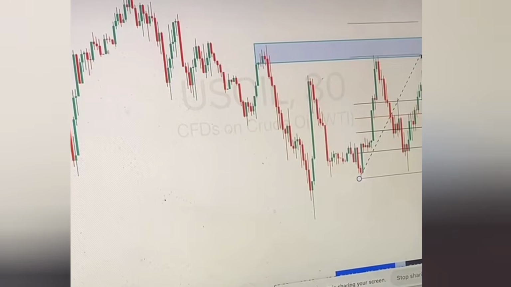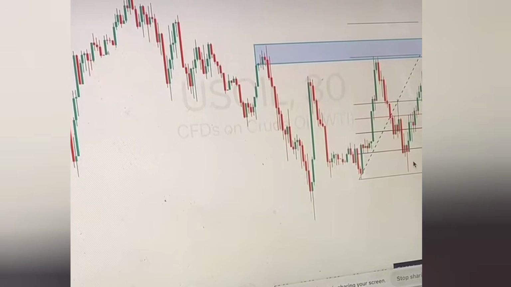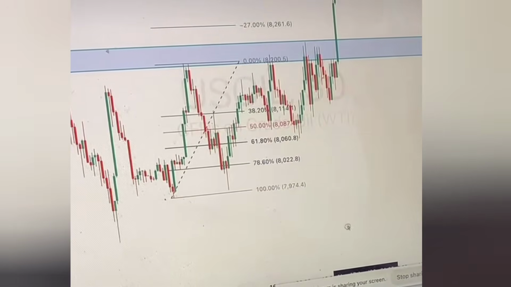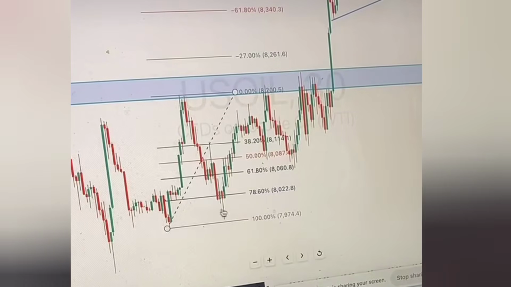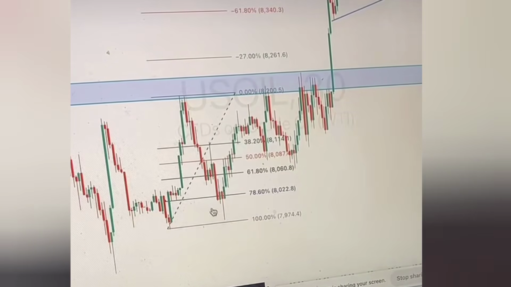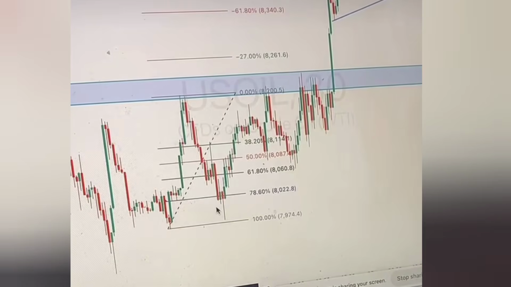Where did the price reverse from right now? 50. Where did the price reverse from? 78. 78%. Good. The price almost got to 100%. Imagine you enter at 78. You put your stop loss under 78. That's my mistake. If you enter at 78, you can't put your stop loss under 78. But if you put it under 100%, would you have been stopped out? Okay, still in the trade.